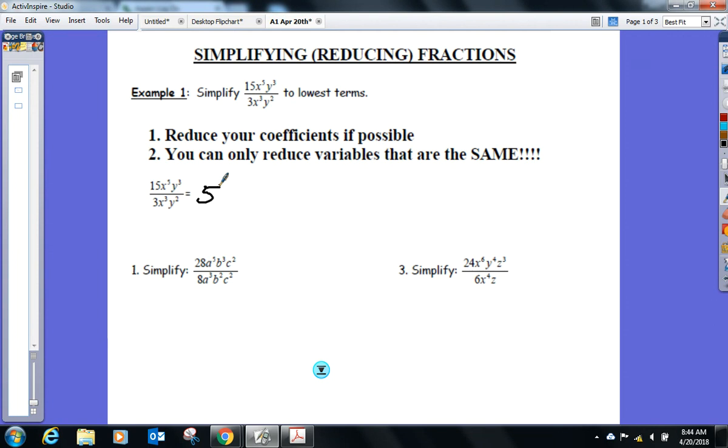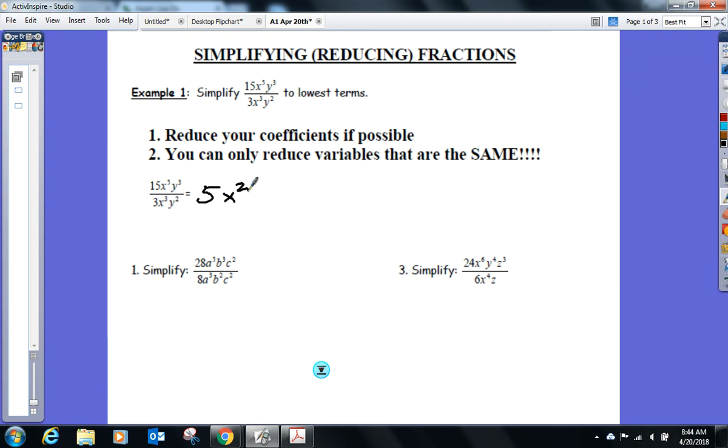The exponent up here is telling me how many x's I have in the numerator right now. How many do I have? 5. And how many in the denominator? 3. So 3 of them are going to cross out. How many are we left with? 2 left over. So x squared.